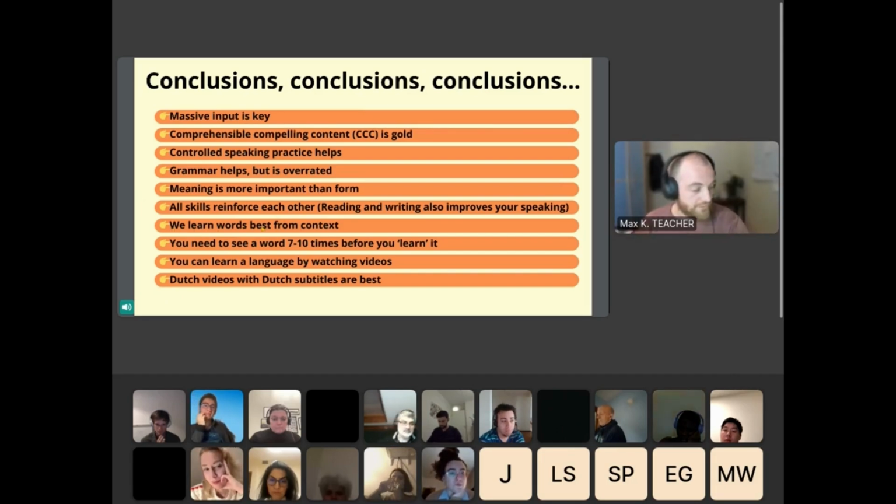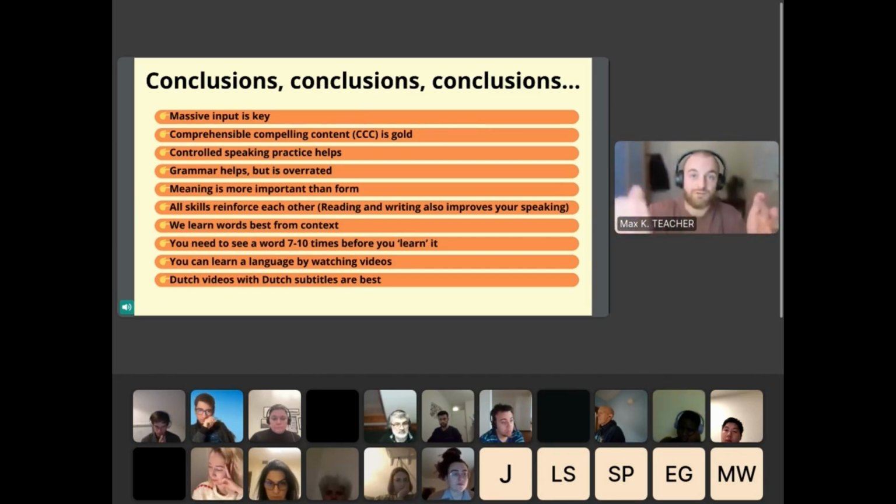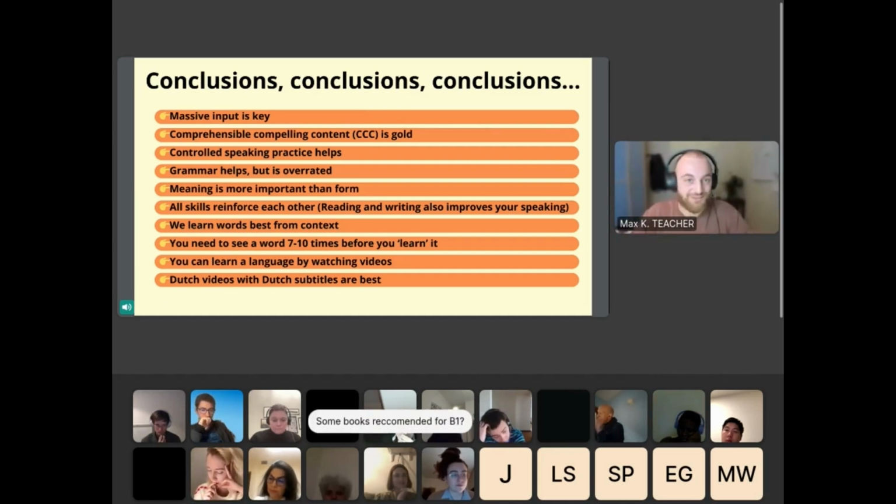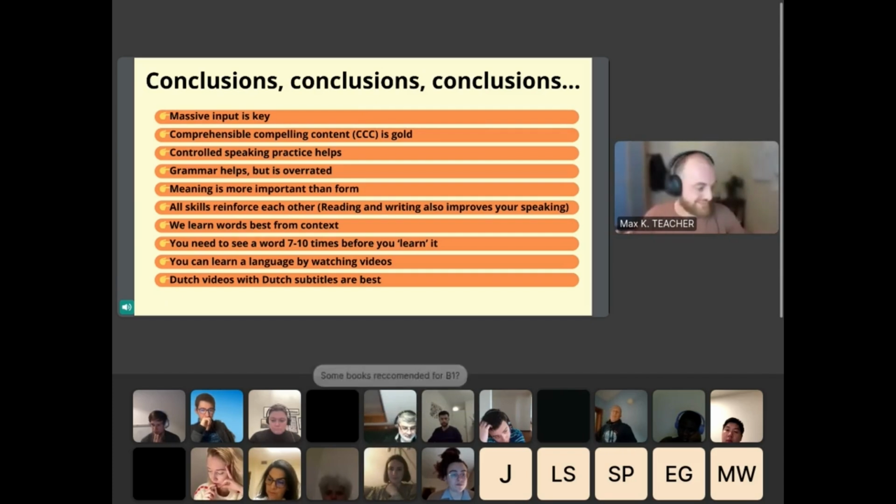Then next one, we learn words best from context, right? And something also new I didn't tell you, we need to see a word about 7 to 10 times before you actually learn it. And this is, again, why word lists and grammar exercises don't really work, because usually you do them once or twice for one exercise and then you move on, you'll never see it again, right? But it doesn't work like that. You forget, you have to see it again.